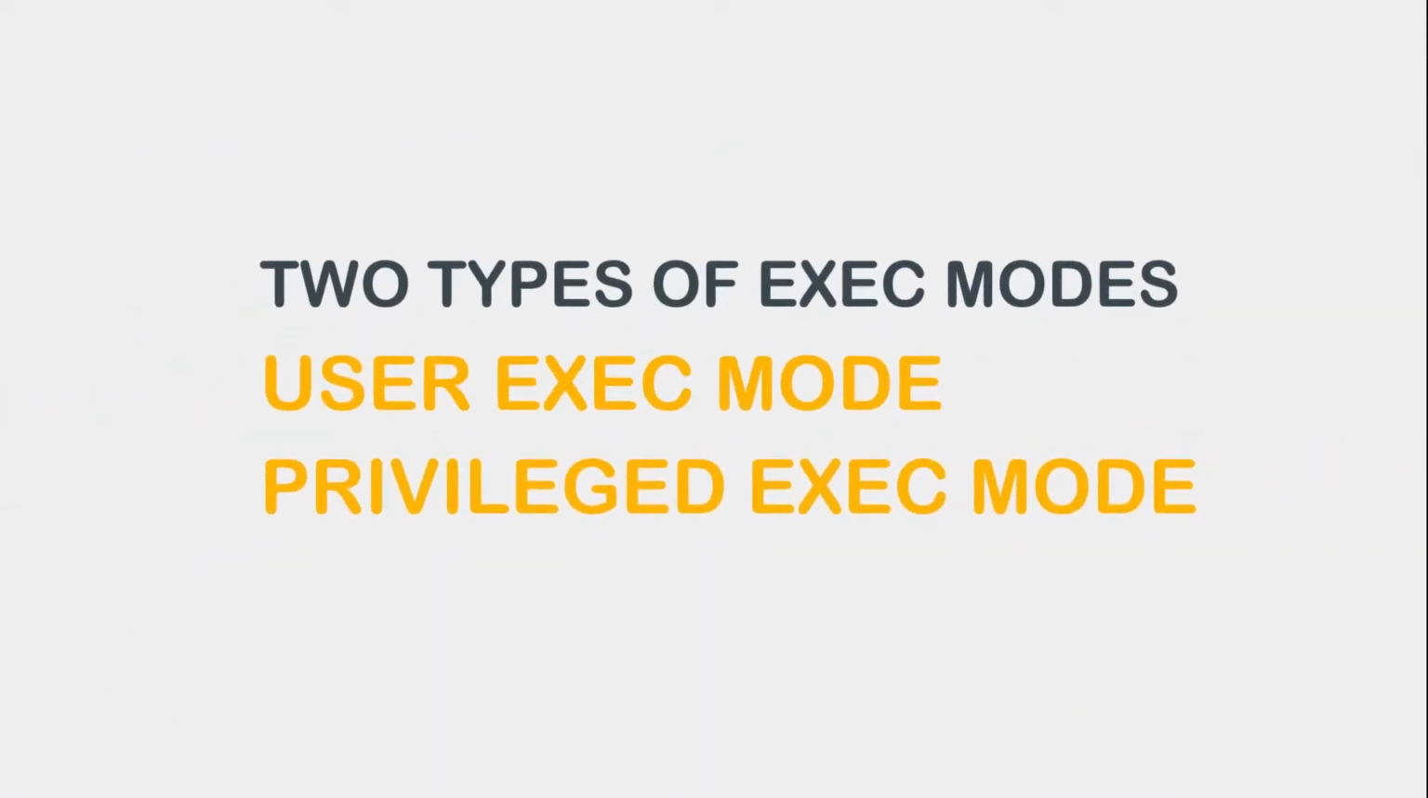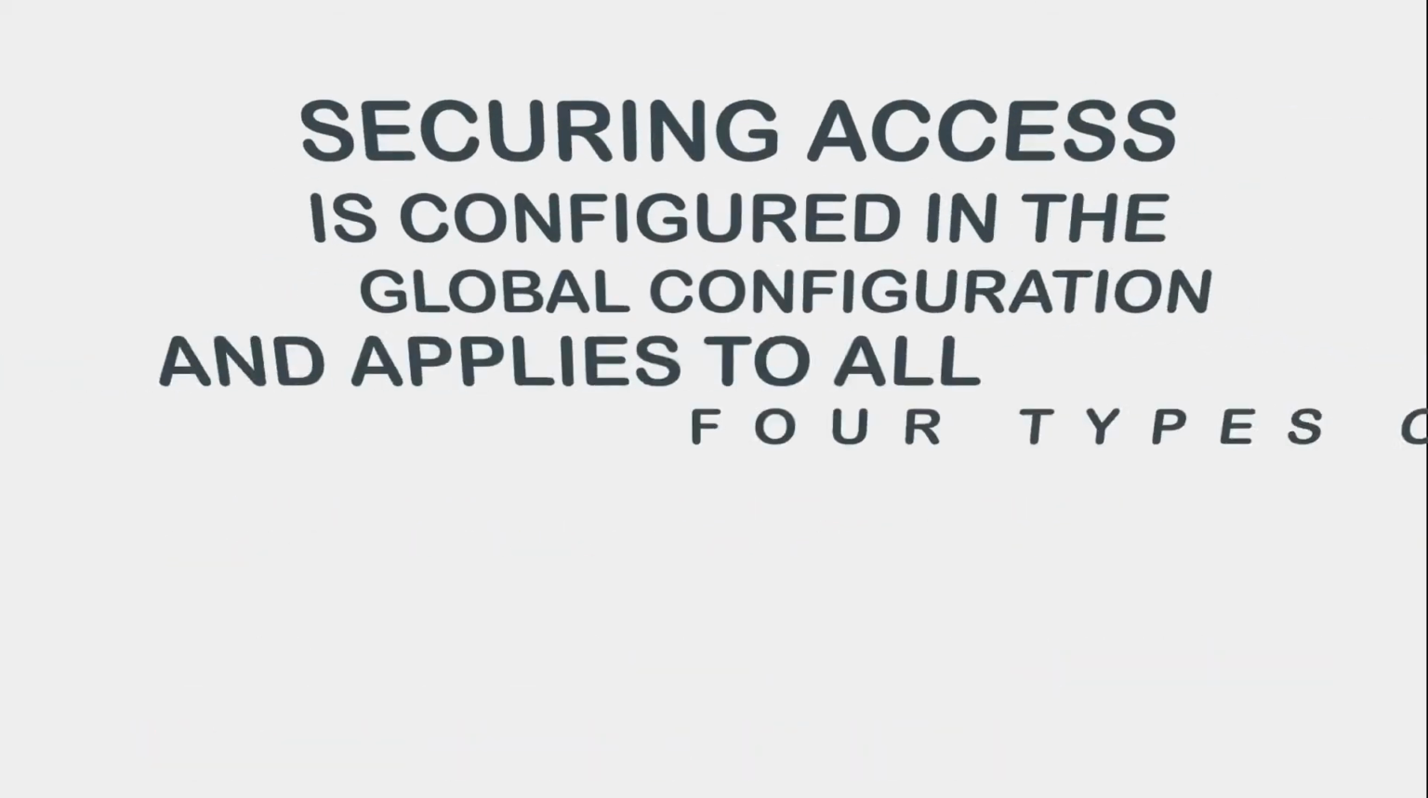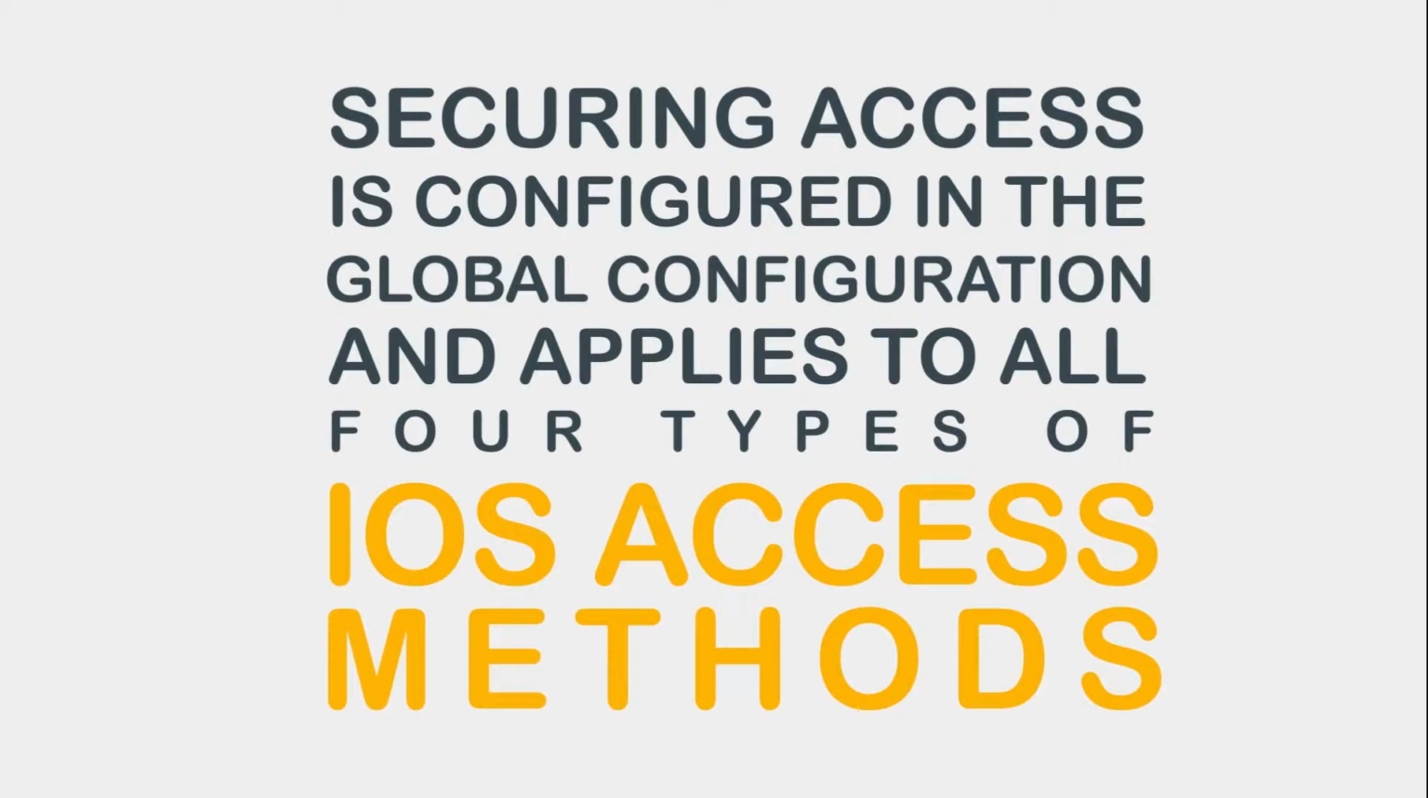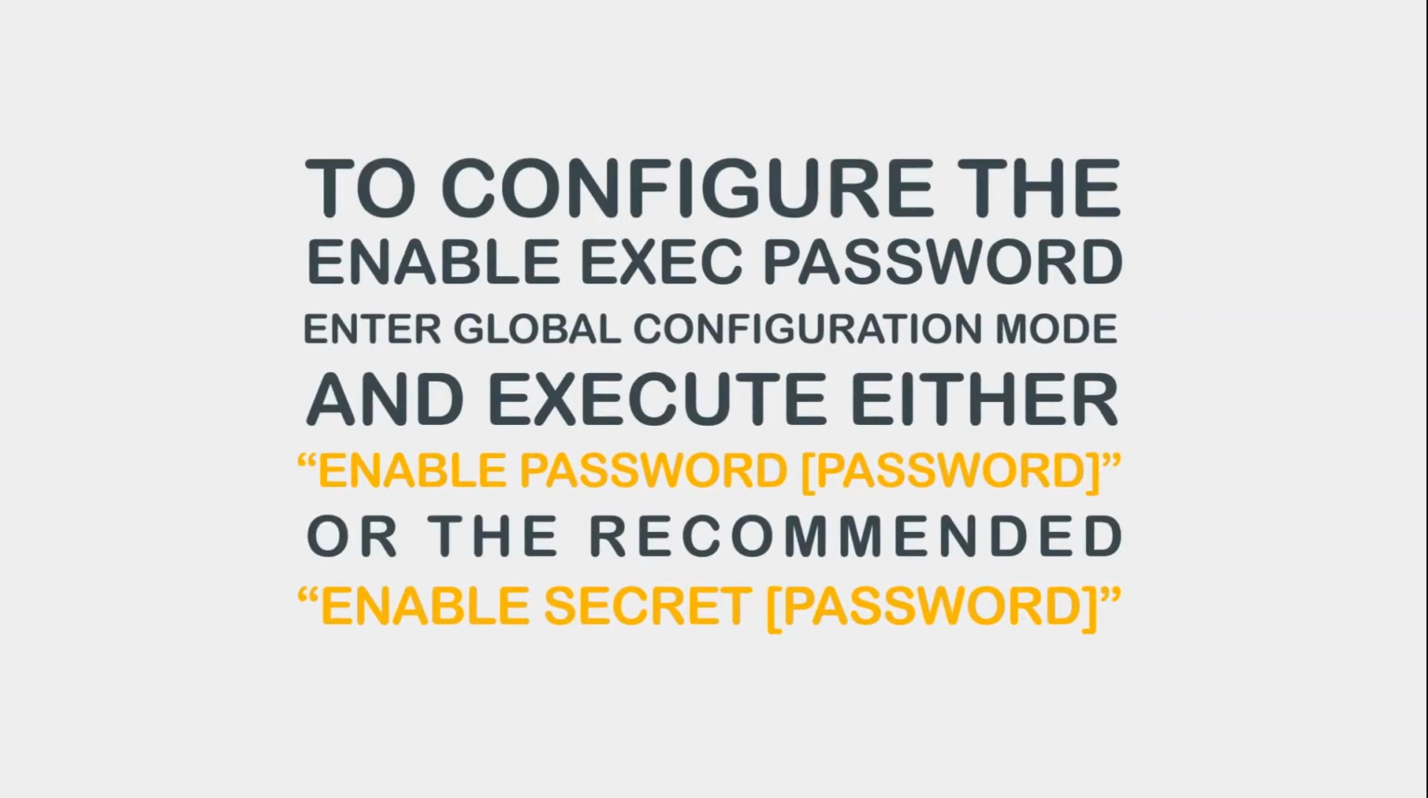Before we jump into this section, let's recall the 2 types of exec modes: user and privileged. Since securing access to privileged mode is configured in the global configuration, this configuration will apply to all 4 types of IOS access methods. In order to configure the enable exec password, we will need to enter global configuration mode and execute either the enable password command, which will store an unencrypted version of the specified password, or execute the recommended enable secret command, which will store an encrypted version of the specified password.